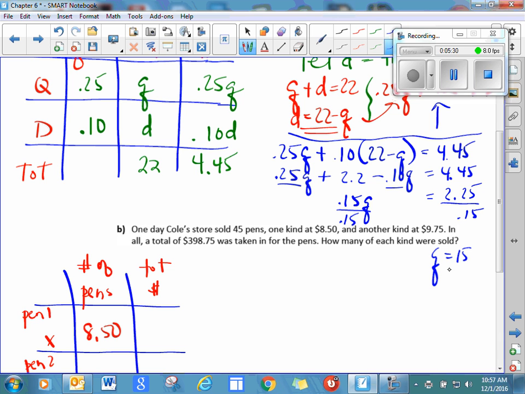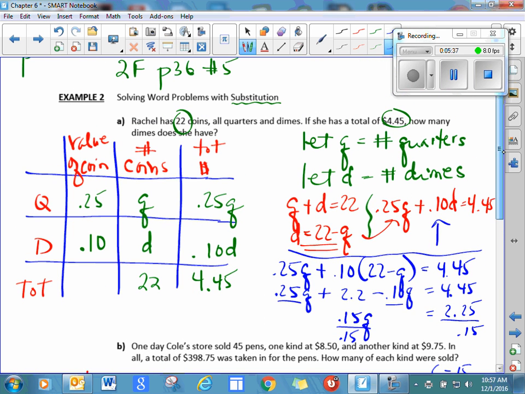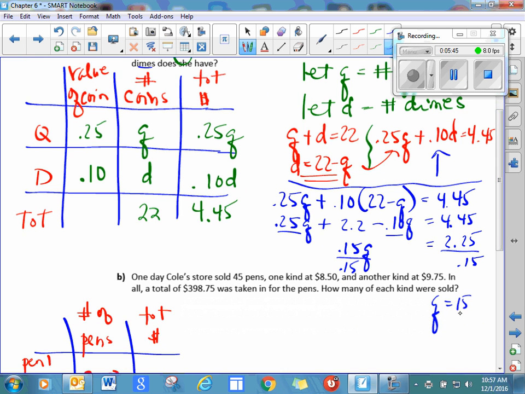If you get a really funky number as your answer for Q, you've done something wrong. So the quarters are 15. It says, how many dimes does she have? So I guarantee on a multiple choice test, 15 would probably be choice A, but that's not the correct answer to the question. So she's got 15 quarters, but more importantly, to answer the question, she has 7 dimes. And that's the answer to this particular question.